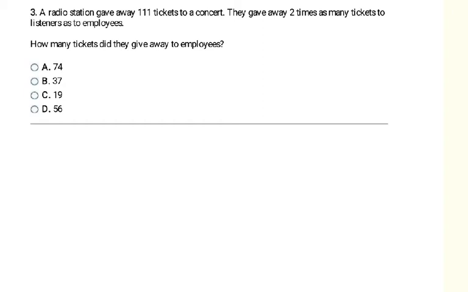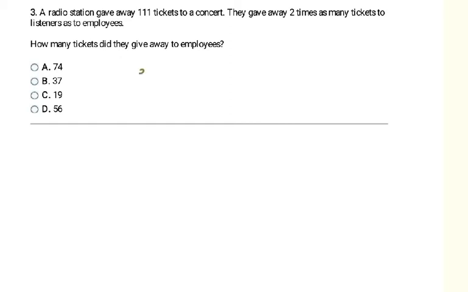have to find my ratio. Now this one I have to actually think about, but they don't actually spell it out for you like they did in the problems before. Here, this is talking about total tickets. Over here, they're telling you it's 2 times as many tickets to listeners as employees. So that means for every 3 tickets they give away, 2 are going to listeners, 1 is going to employees. So that's how I'm going to find my ratio there.